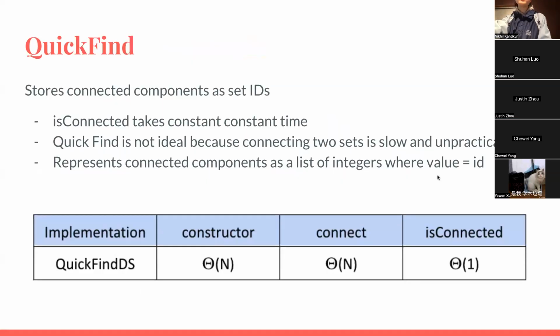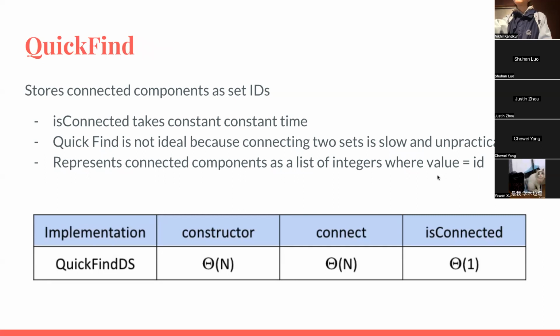So quick find stores connected components as set IDs, and its isConnected method takes constant time. Quick find is not ideal because connecting two sets is slow and impractical. I would just suggest putting the runtimes on your cheat sheet for this.